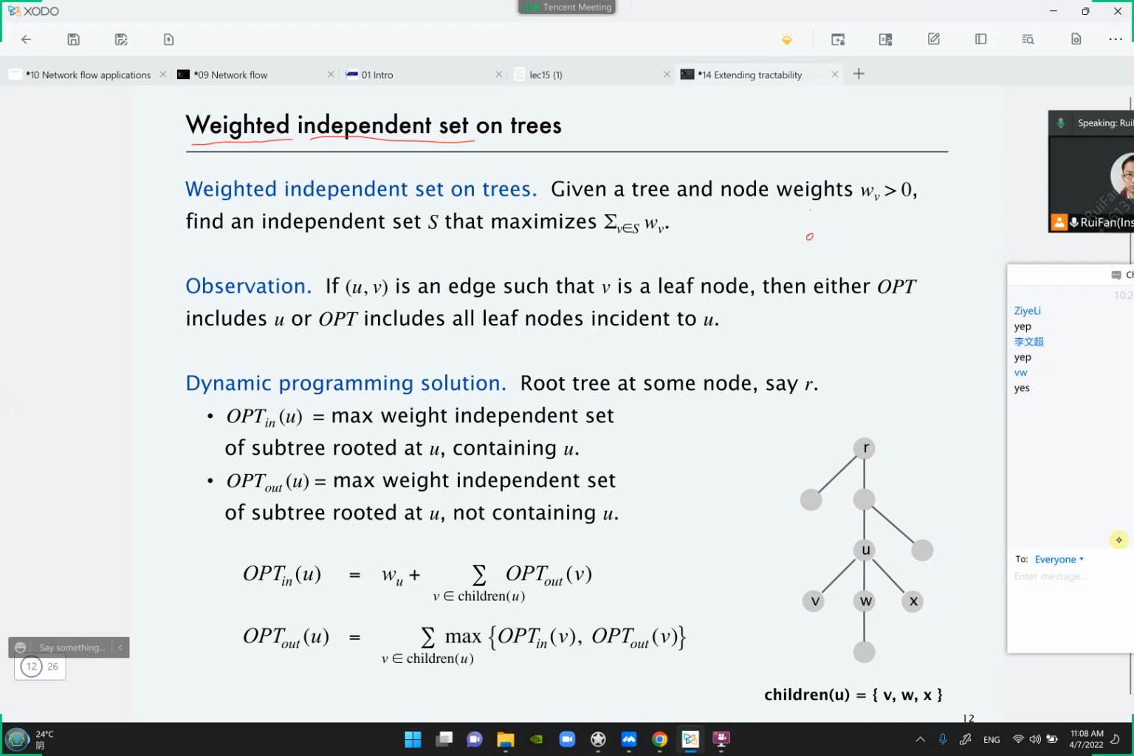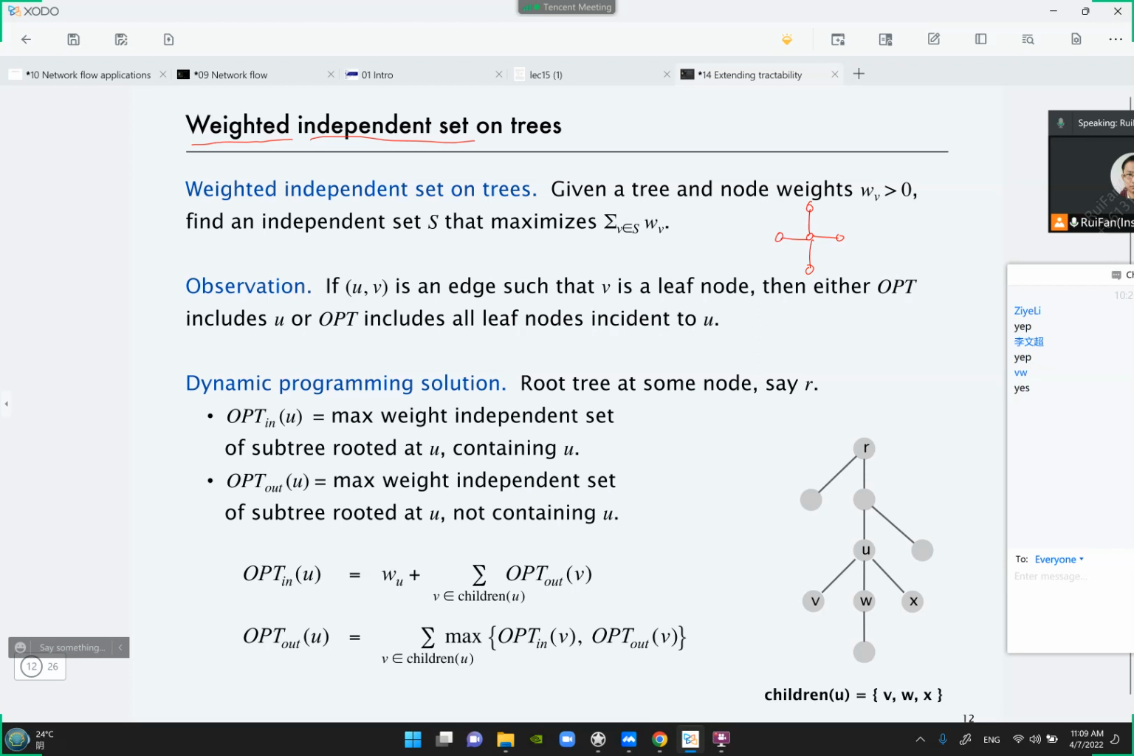Suppose you have a graph like this. In the previous version, the unweighted version, all we want to do is to maximize the number of nodes that you put into the independent set. Each node basically gives you a score of 1, and you want to get the maximum score. But now in the weighted version, we're going to give different nodes different scores. In the unweighted version, if you look at this graph, the maximum independent set would have size 4.